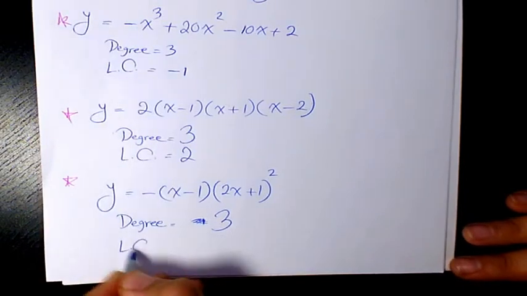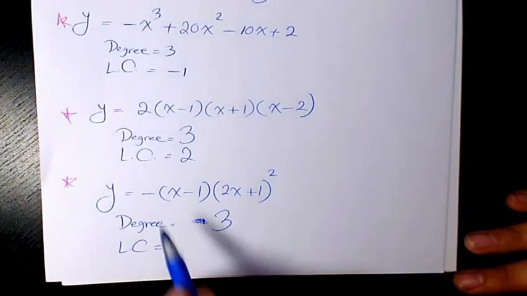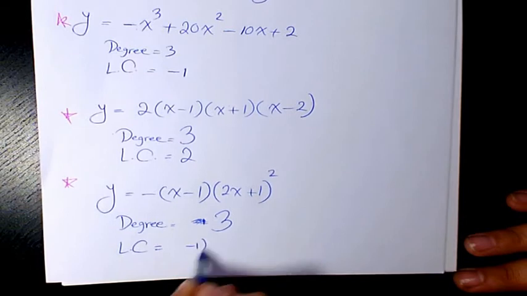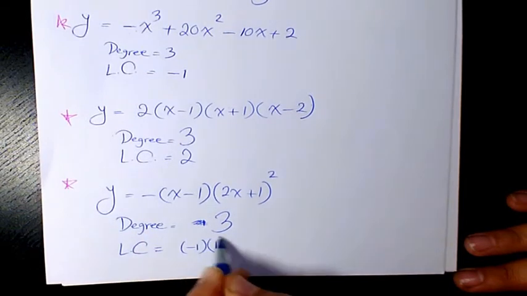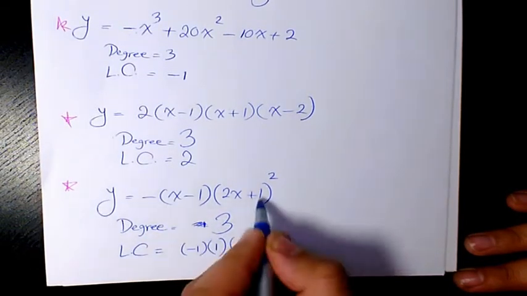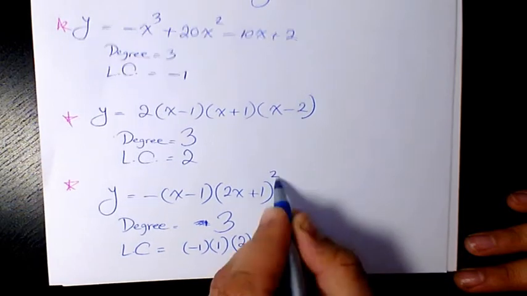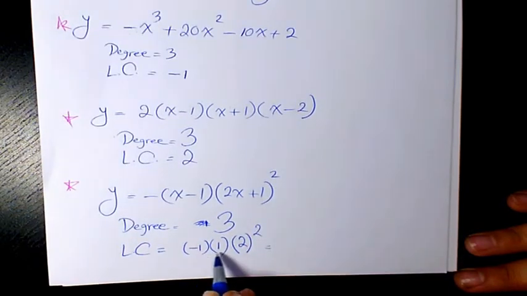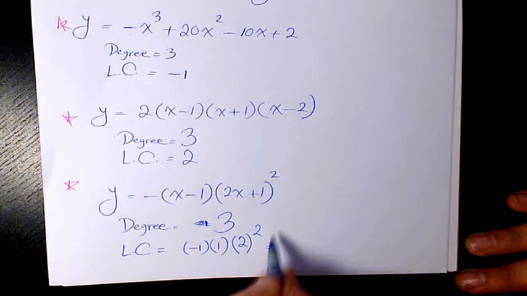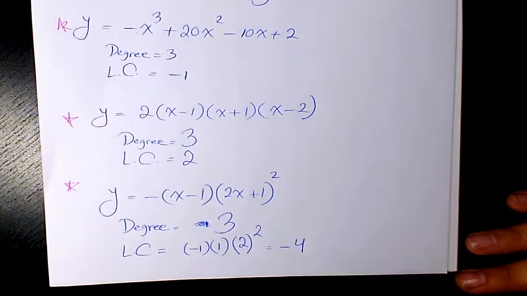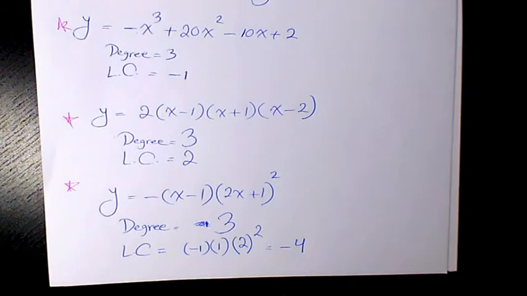Now let's find out the leading coefficient. Leading coefficient is going to be -1 times coefficient in this part, which is 1. And the coefficient in this part is 2 to the power of 2. So it's going to be -1 times 1 times 2 squared, which is going to be -4. So the LC is -4 and the degree is 3.